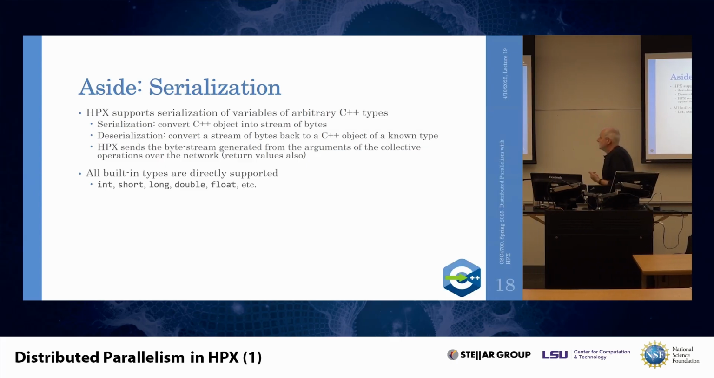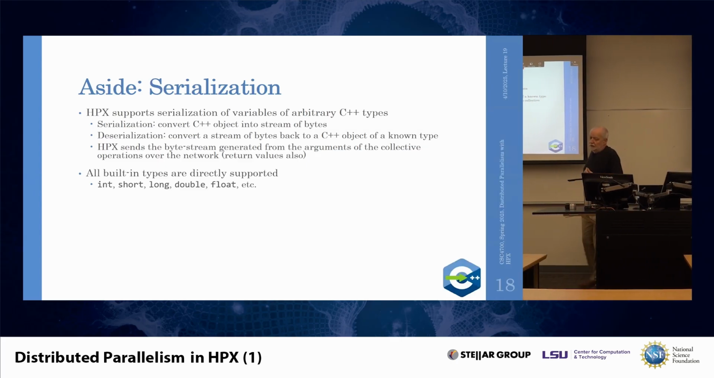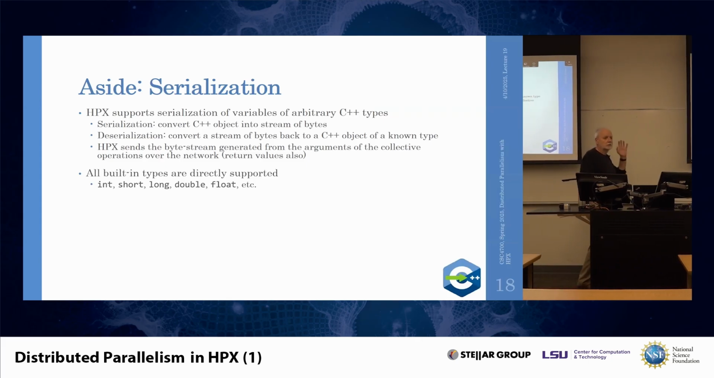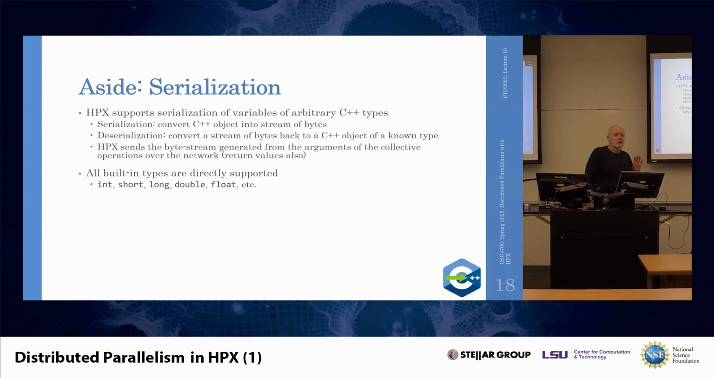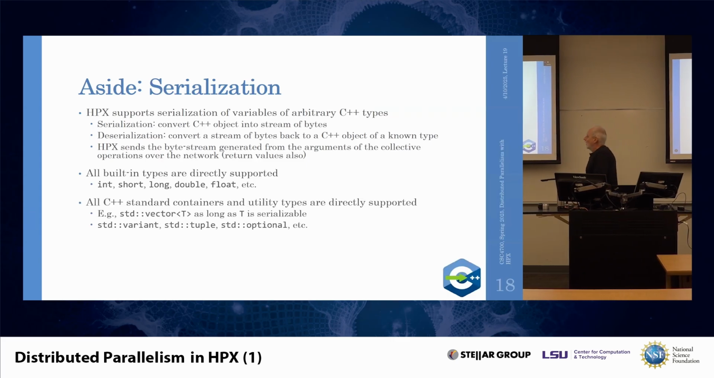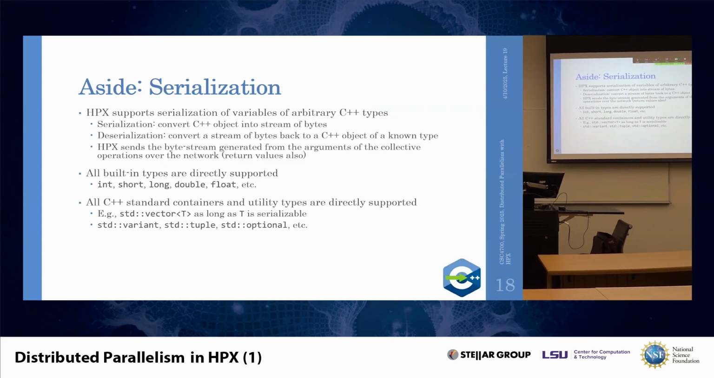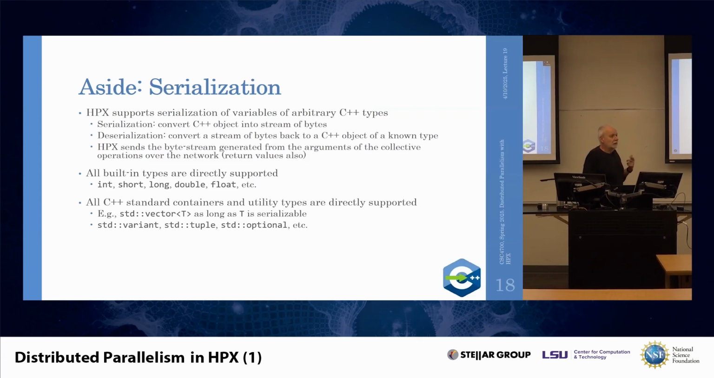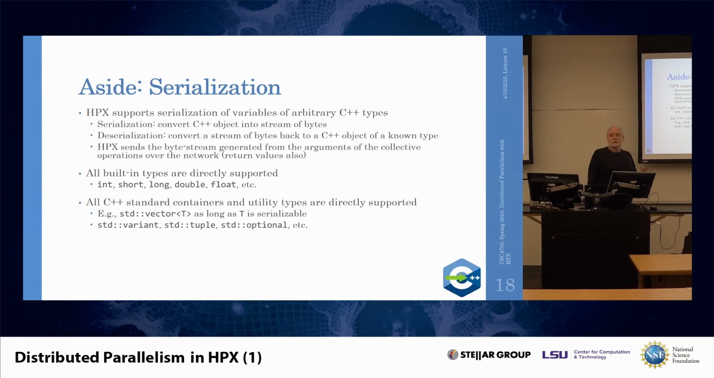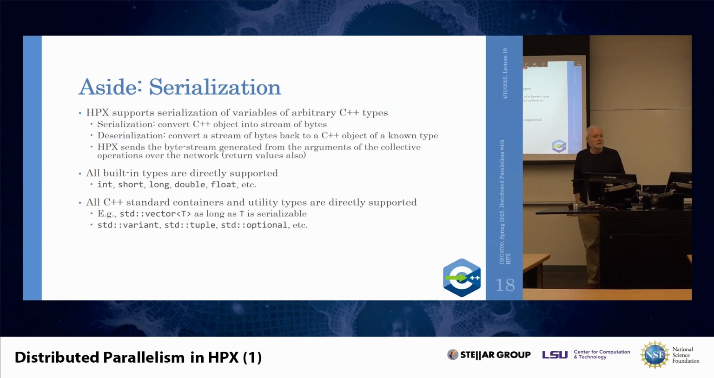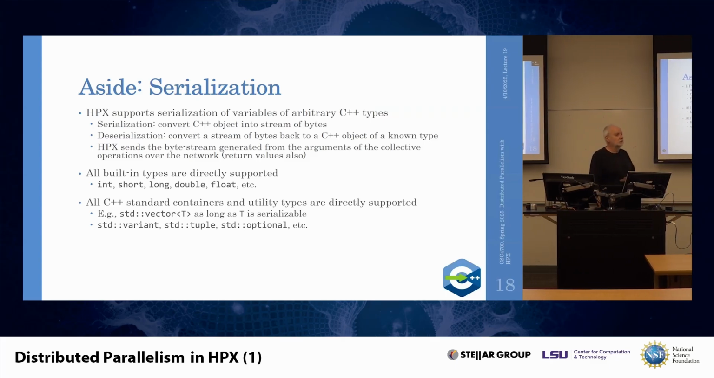Well, the idea is the following. All pre-built-in data types are supported out of the box. So integers, shorts, longs, doubles, floats, you name it. All these types are supported by serialization without you having to do anything. All container types are supported. So if you want to send a standard vector of something, then you can do that as long as that something itself is serializable. So you can send a standard vector of a standard vector of a standard vector of integers, and that will work out of the box.